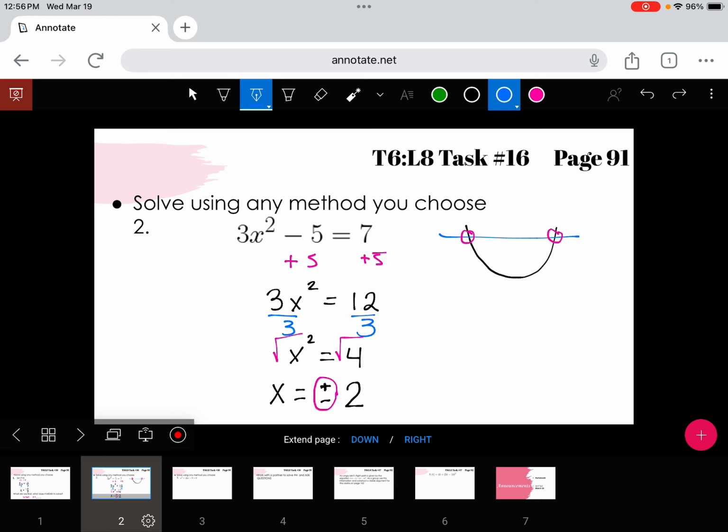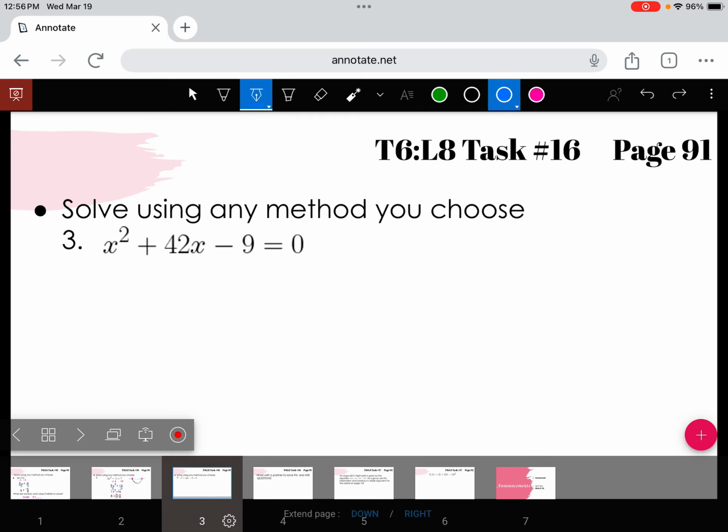So same thing for number 3. See what we can do. See if we can figure out how to solve this guy. This one's going to be a little bit different. See what we can do with this one.